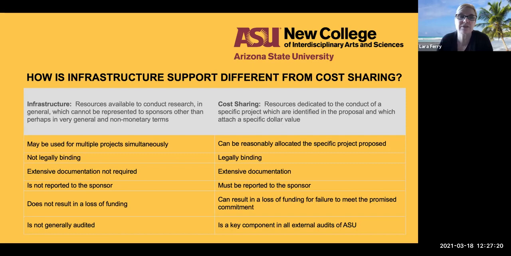The spaces available to you, you're not legally bound to using those spaces. There's no documentation typically for your use of those spaces. Therefore, we don't tend to report them to the sponsor. And if you didn't present the use of those spaces, it may not result in a loss of funding, and we don't tend to audit how those spaces are used.